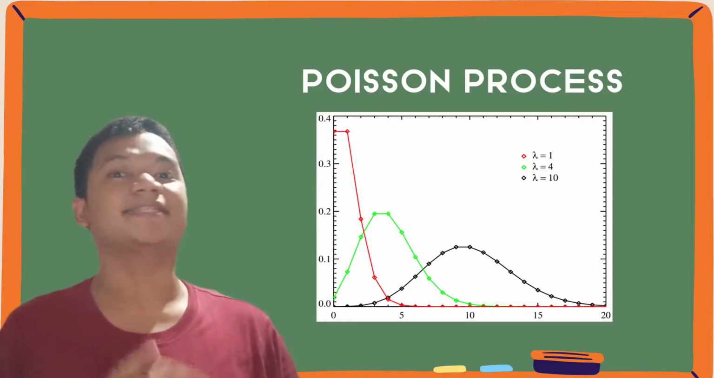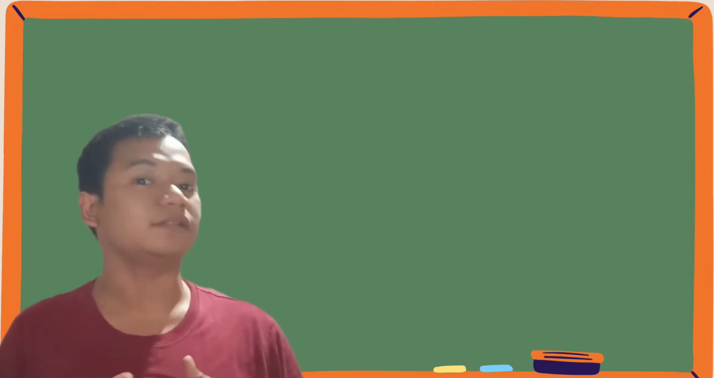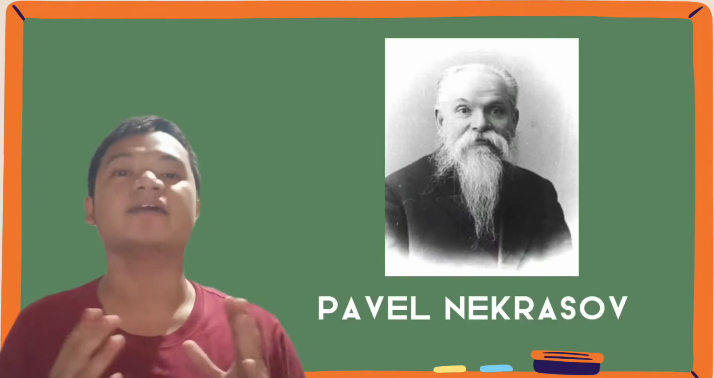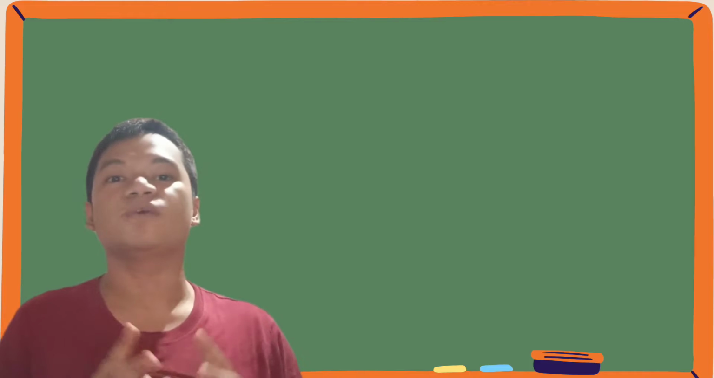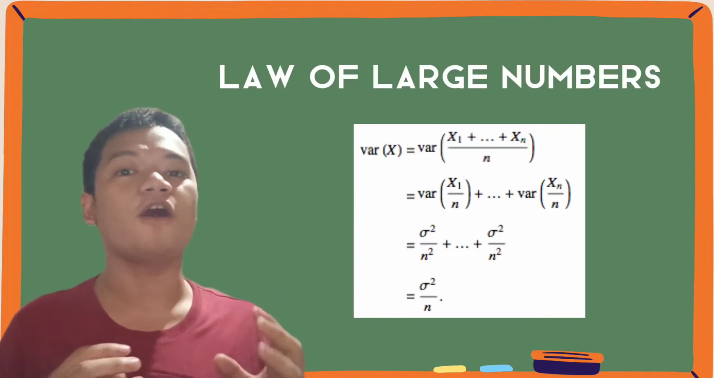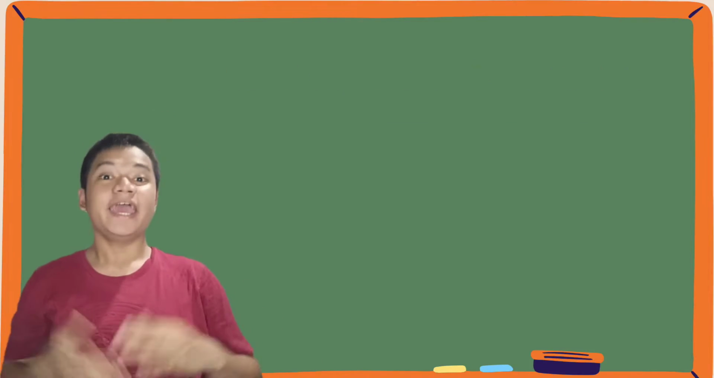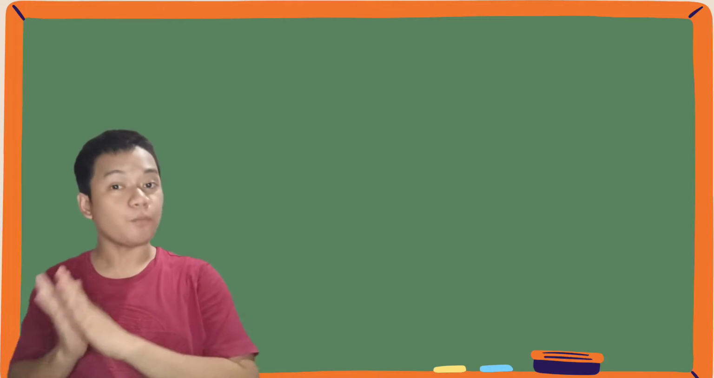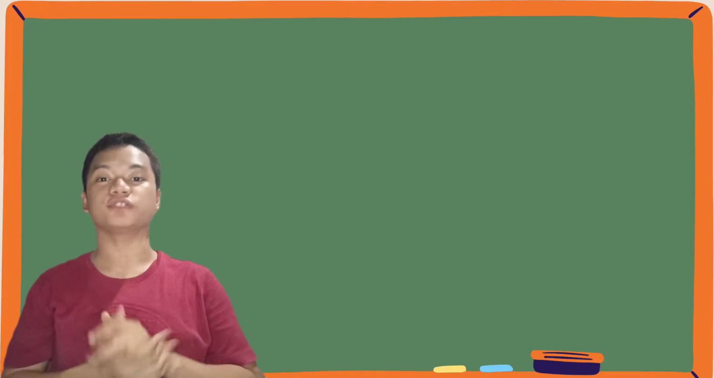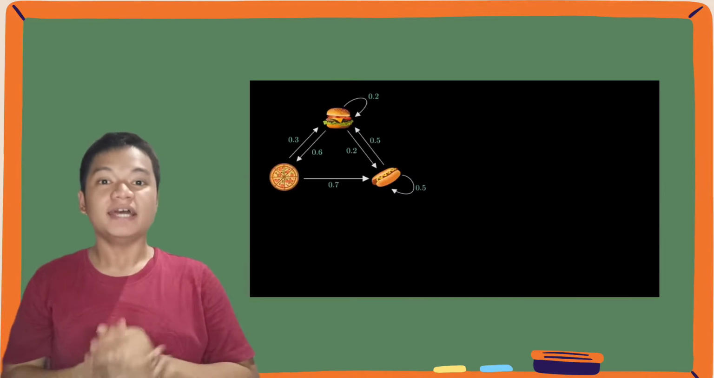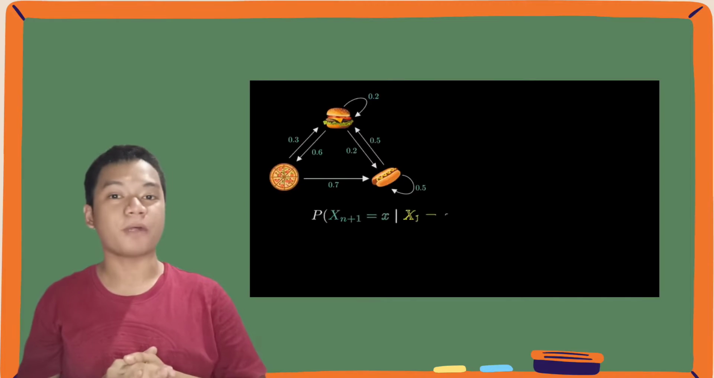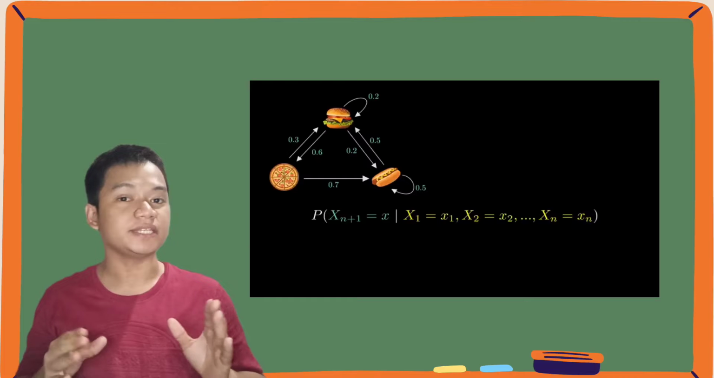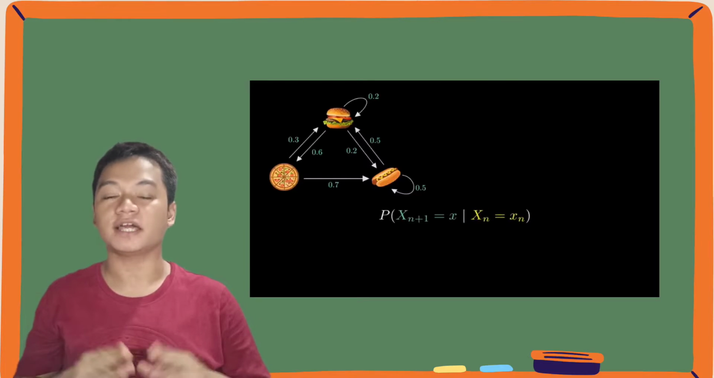Markov was interested in studying an extension of independent random sequences, motivated by a disagreement with Pavel Nekrasov, who claimed independence was necessary for the weak law of large numbers to hold. A Markov chain is a mathematical system that experiences change from one state to another according to certain probabilistic rules. The defining characteristic of a Markov chain is that no matter how the process arrived at its present state, the possible future states are fixed.